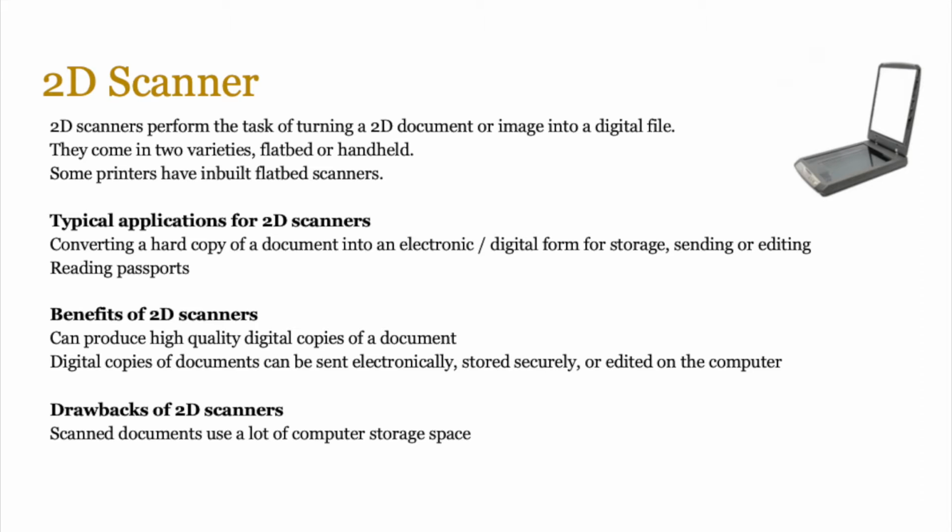Typical applications for 2D scanners include converting a hard copy of a document into an electronic or digital form for storage, sending, or editing. They're also used for reading passports at airports and for other essential documents like boarding tickets. The benefits of 2D scanners include that they can produce a high quality digital copy of a paper document, and these digital copies can be sent electronically, stored securely, or perhaps even further edited on a computer. Drawbacks perhaps include that the scanned documents use a lot of computer storage space because you're converting it into an image, and image files take more space than text files.